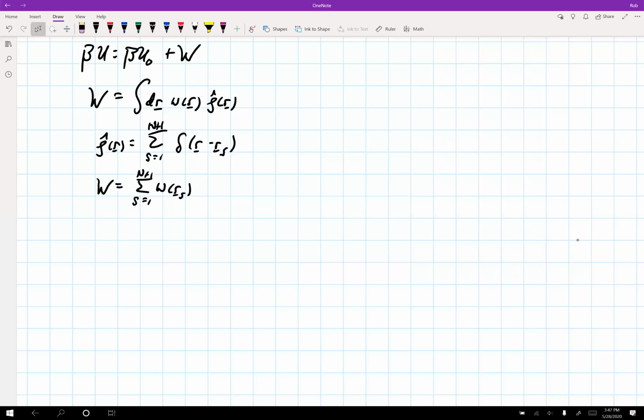So now we can write down the partition function for this thing. Z is going to be 1 over N factorial lambda_T^(3(N+1)) integral dr^(N+1) e to the minus beta (U0 plus W).